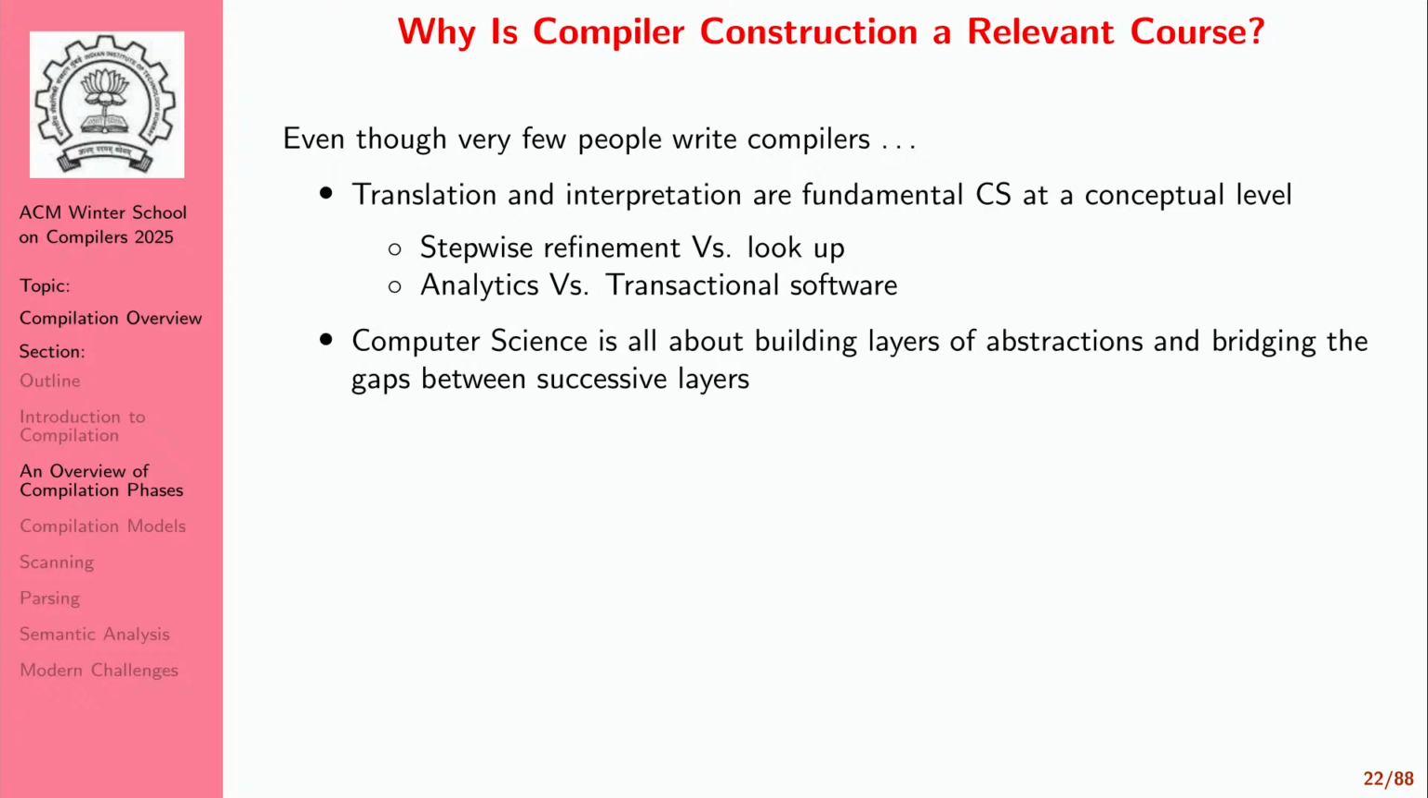So the principles are universal. Computer science is all about building layers of abstractions and bridging the gaps between successive layers. You have the highest level of abstraction and the lowest level of the machine. How do I bridge this gap? Compiler construction is the only course that teaches you how to bridge this gap from high level to the low level. Most other courses either focus on this part or that part, but not the entire spectrum. It's the compiler construction course which covers the entire spectrum and exposes you to how beautiful abstractions can be built.